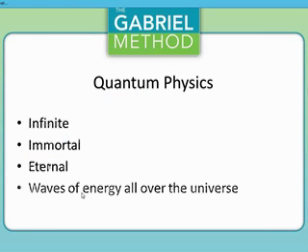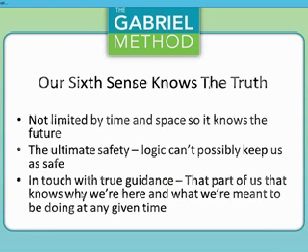Yet we have another sense. We have a sixth sense. So quantum physics tells us that we're infinite, immortal, eternal waves of energy all over the universe. It sounds very religious, but this is what math is telling us right now. Yet we have a sixth sense that knows the truth. Our sixth sense is not fooled by what we're seeing, hearing, tasting, touching. We have a sixth sense that is in touch with the fact that we are eternal beings, that there's no time. And this sixth sense is not limited by space or time.